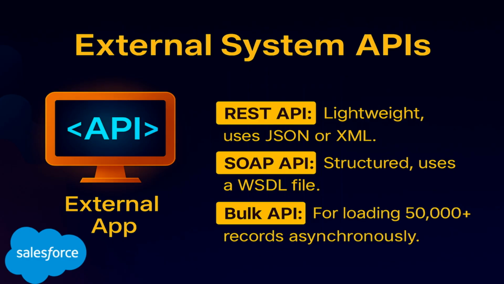You can think of the REST API as a modern, super flexible key that's awesome for web and mobile apps. The SOAP API is more like a formal, standardized key with some really strict rules. And then, for moving absolute truckloads of data, you've got the Bulk API. It's the heavy lifter, designed to handle 50,000 records or more at a time.